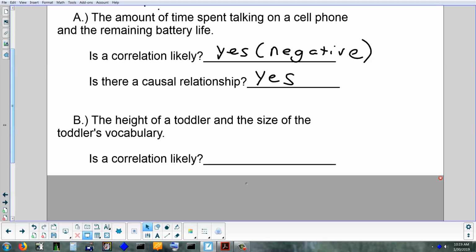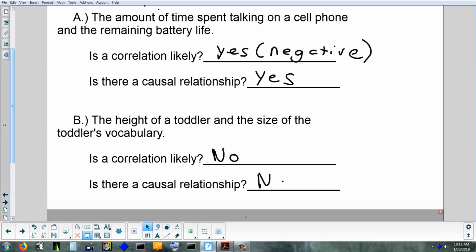And I would say that would be a correlation in the entire United States. If you look at the age of a toddler and how many words they know, there's probably a pattern. In general, as they get older, they probably start to know more words. If you look at millions and millions of toddlers, maybe there's some that don't, but on average, they probably do. Now the height, I don't really think there's a connection with that, because some people might grow slower. So I don't think there's a correlation there. And if there's no correlation, then we're done. There's automatically not a causal relationship.